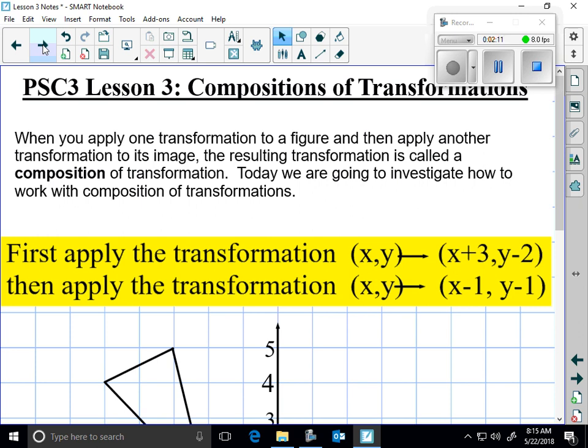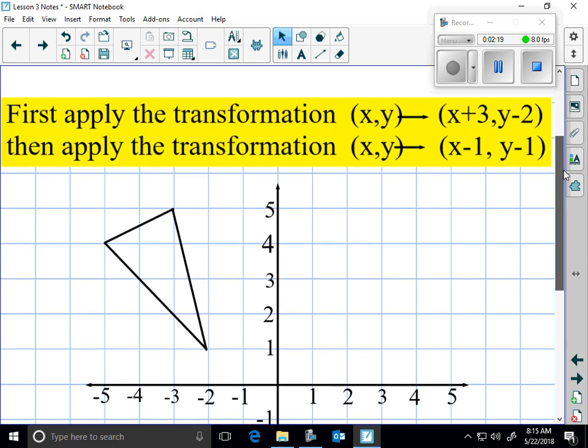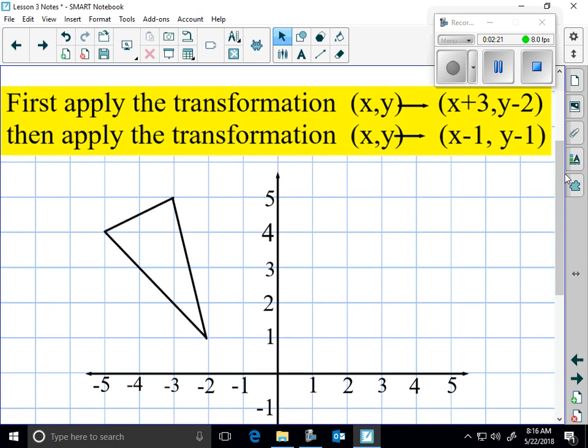All right, composition of transformations. Composition means we're going to take two transformations and combine them. Here's my first transformation. What do these things do to our object? Shift it which direction? Right 3, down 2. So if I went right 3 and down 2, and then in my second transformation, I went over 1 which way? Left 1.